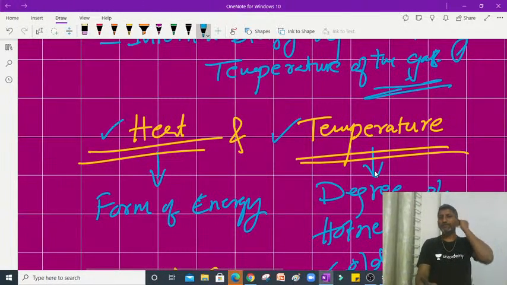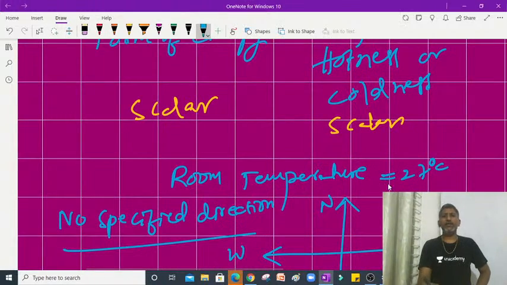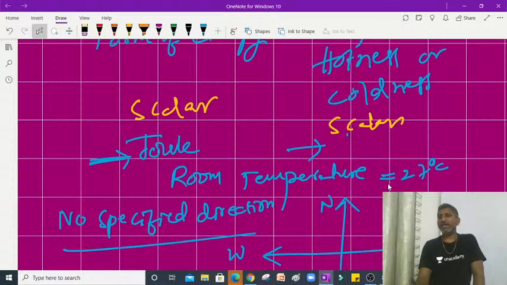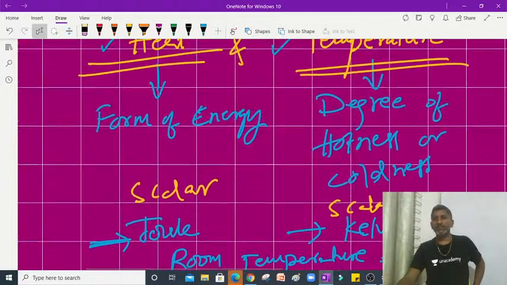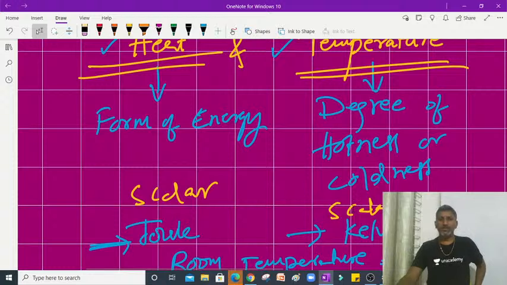For both, units are there. For heat energy, the unit is joule. And for temperature, the SI unit is Kelvin. Of course, practical units may be degrees centigrade, but the SI unit is Kelvin. These are the basic things.